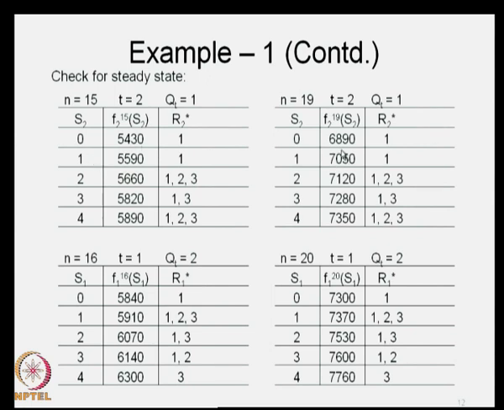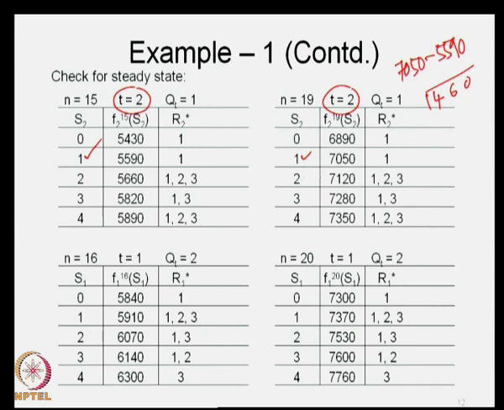So, let us say that you look at this difference now. S t is equal to 1, let us say, here. N is equal to 15, t is equal to 2 here, and t is equal to 2 here. So, for the same time period, you are looking at one year system performance measure for a given storage state. So, S t is equal to 1 here, and S t is equal to 1 here. This is 7050 minus 5590. So, this would be 1460.